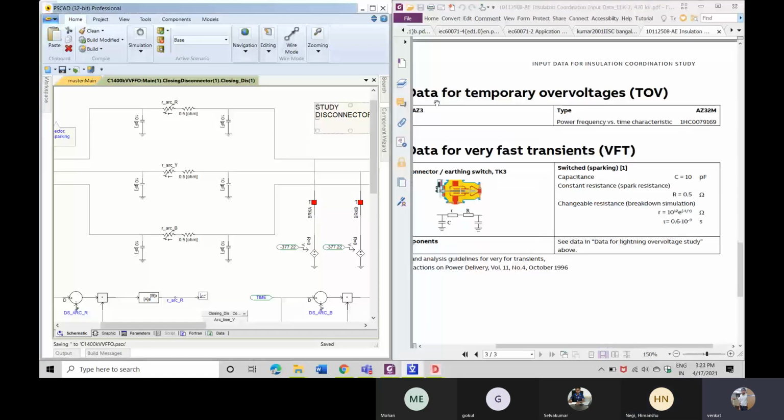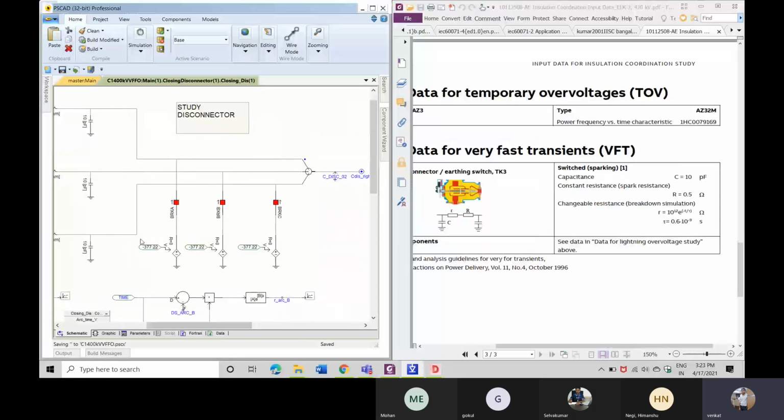Okay, for creating minus 1 per unit, what we have done is, here, can you see this? I have created a breaker here, and I have created a DC source.